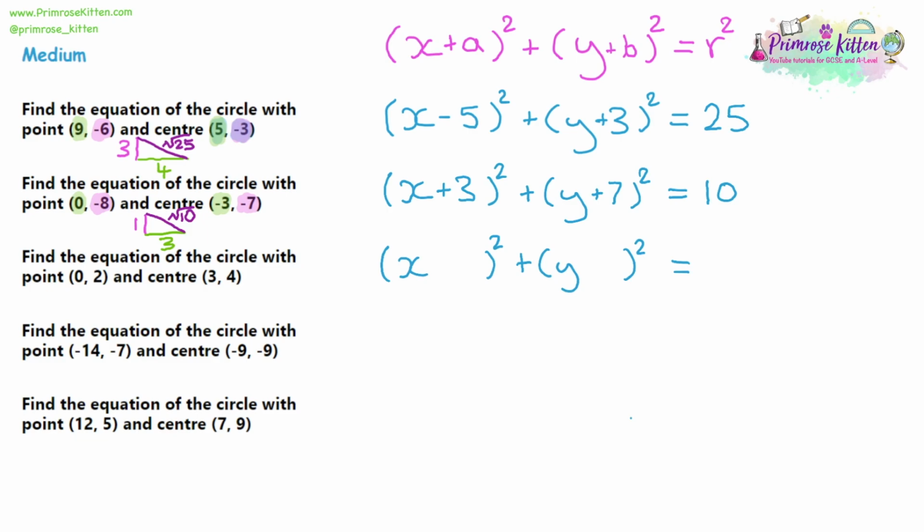Step 2, look at the centre. We have 3, 4. So the opposite of that would be -3, -4. And then step 3, the hard bit, working out the radius.